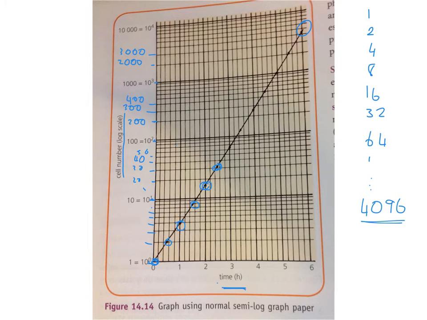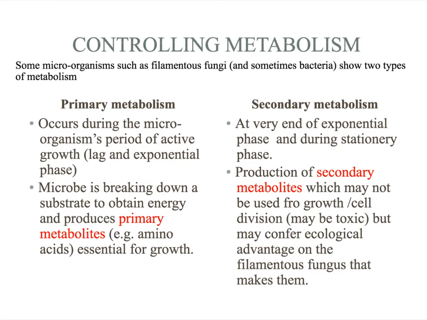Page 197 and page 198 in your textbook have these graphs in them, so you can have a look at them there as well. So you've survived the graph drawing part now. Now we're going to have a brief look at some of the controlling metabolism items that are contained within this key area.